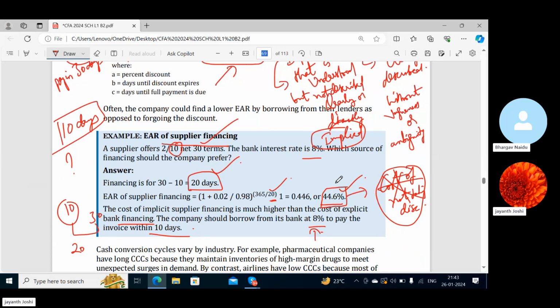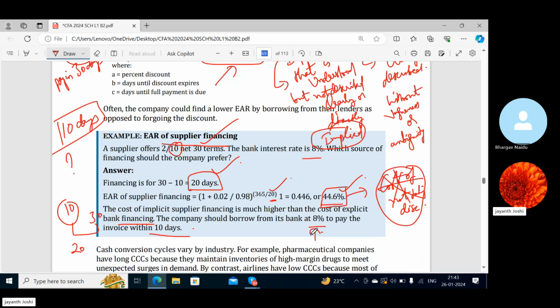You understand? If you don't make the credit card payments, how much will they charge you on a daily basis? After 45 days, if people don't pay credit card payments, it's very heavy interest. Every day they'll charge you on a daily basis. Understood? So this is what 44.6 is.